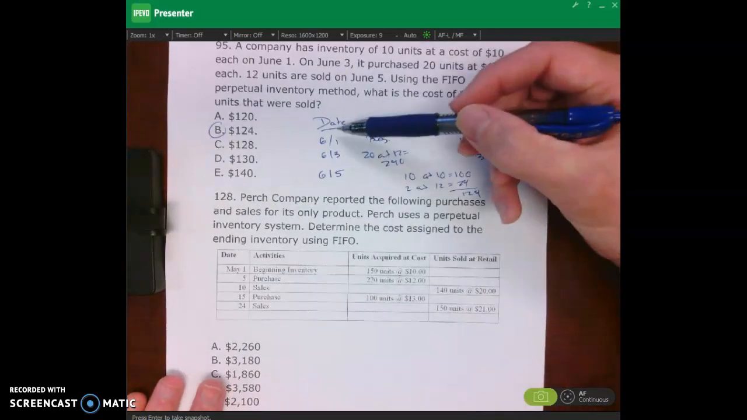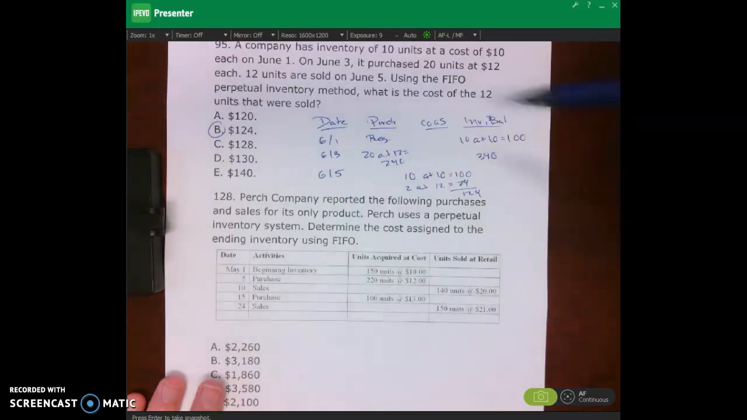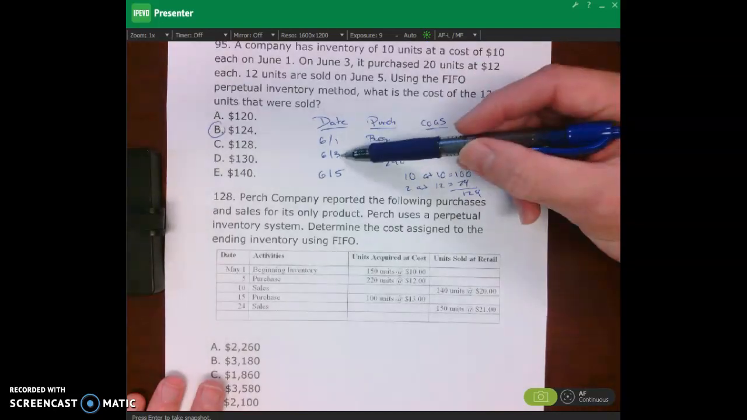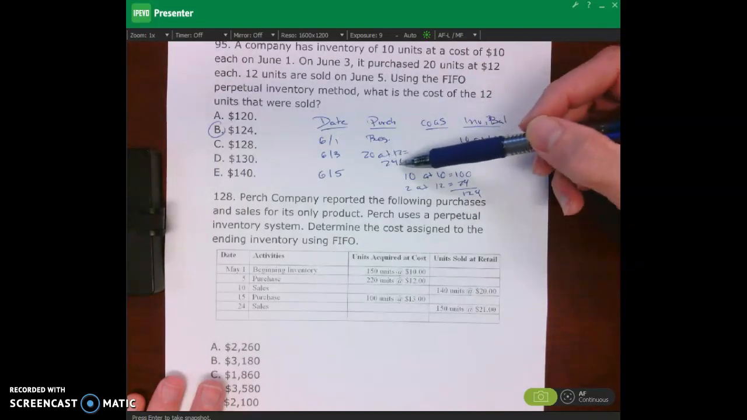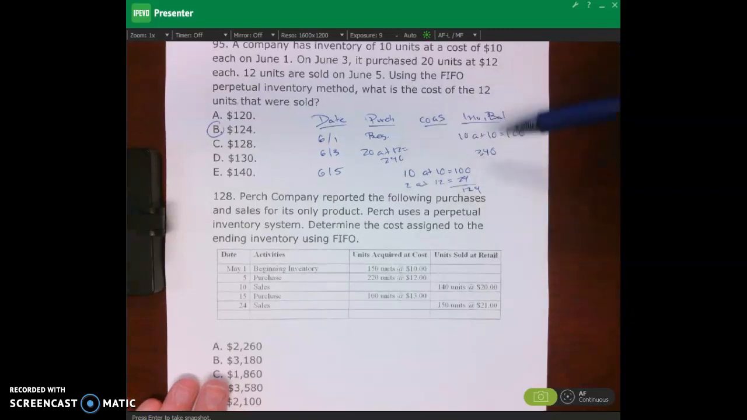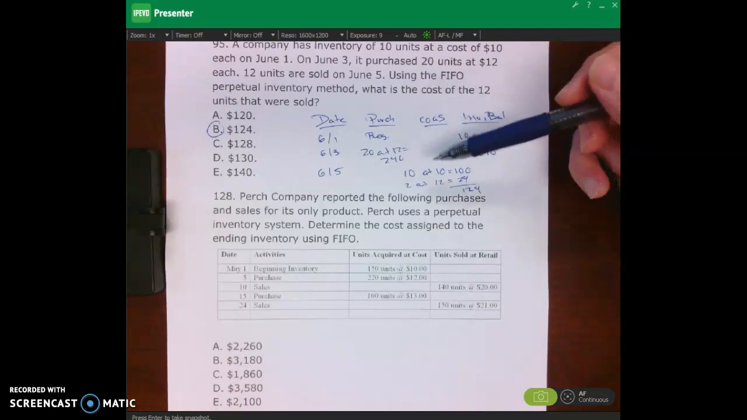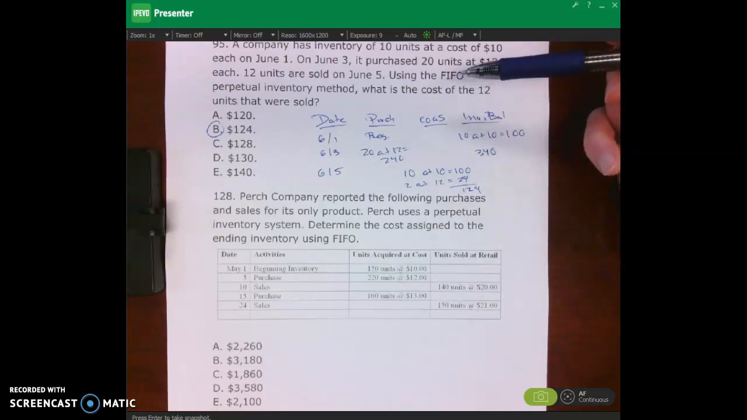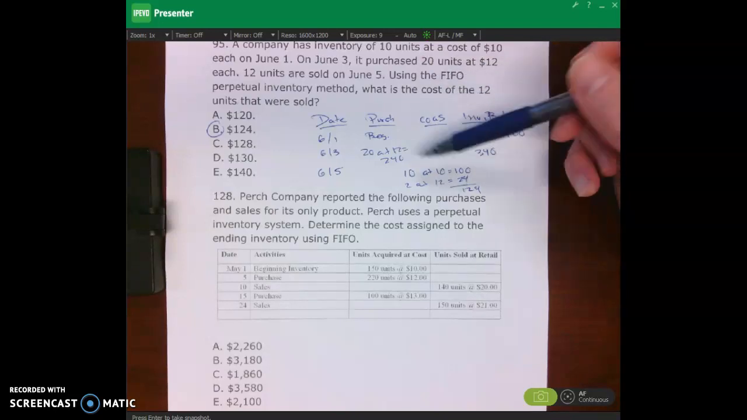Same kind of deal. So we had our date 6-1 beginning, 10 at 10, 100. 6-3 we purchased 20 at 12. That's $240. The 240 plus the 100 gives me 340. And then on 6-5, it says we sold 12 units. Which ones did we sell?